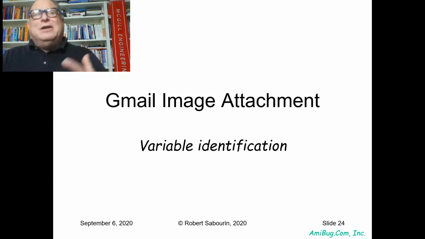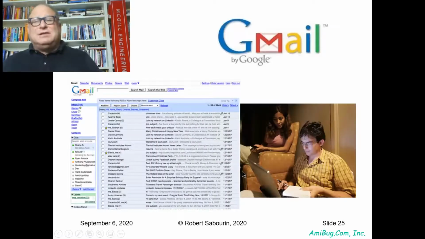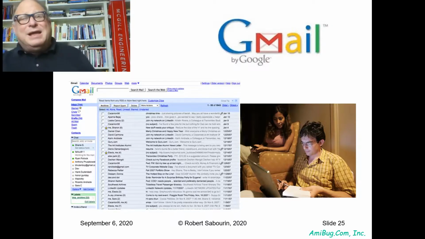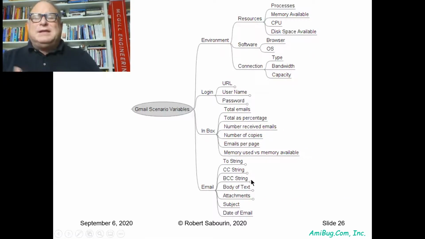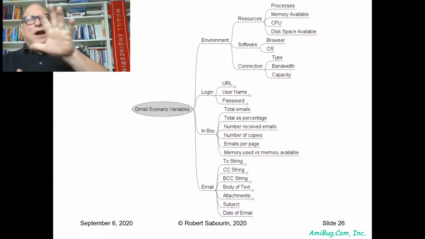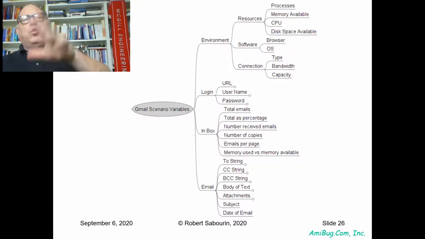So what are the variables related to sending an email with an image attachment? Well, you can take a look at someone using Gmail or a similar tool, but Gmail in this case is the one we looked at. You can ask what variables there are by watching people. They could be things like environment variables. So what resources are being used: memory, CPU, disk space. What software is being used? What operating system and browser versions are we using? How are we connected to the internet? What type, bandwidth, and capacity do we have for that connection?